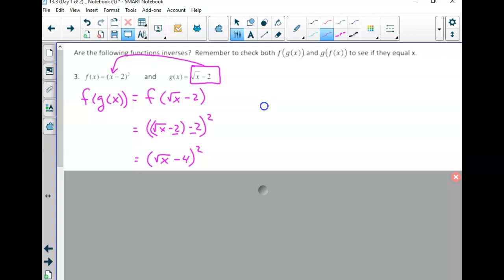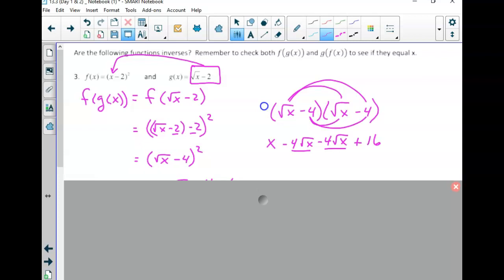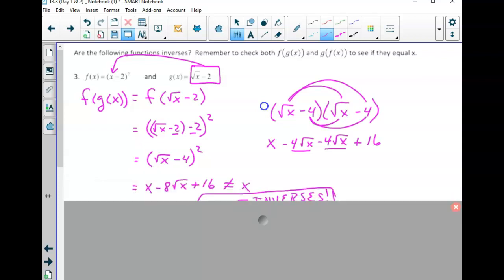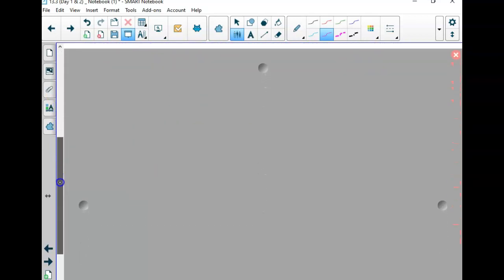And if I think about that, what is something squared? It's the square root of x minus 4 times the square root of x minus 4. First times first, square root of x times the square root of x is x. First times last gives me negative 4 square root of x. Negative 4 square root of x again. Negative 4 times negative 4 is plus 16. These are like terms, so I really get x minus 8 square roots of x plus 16, and that is not just x. Therefore, those are not inverses of each other. They are not inverse functions of each other.